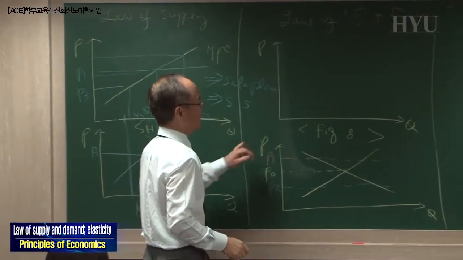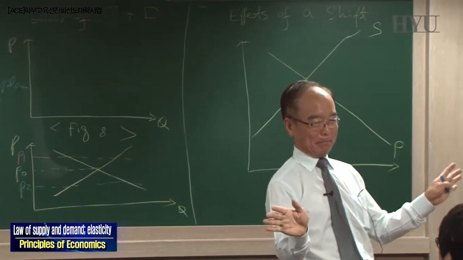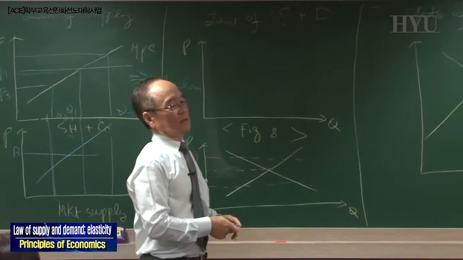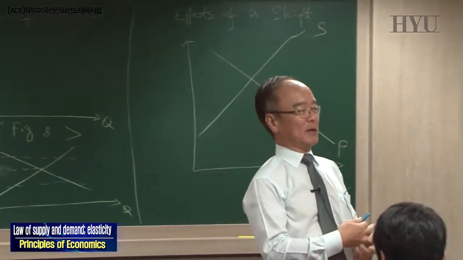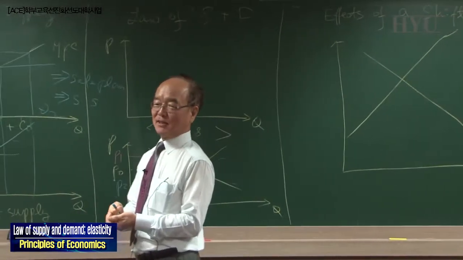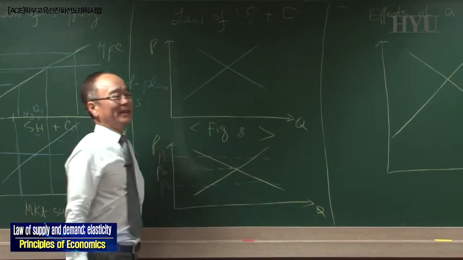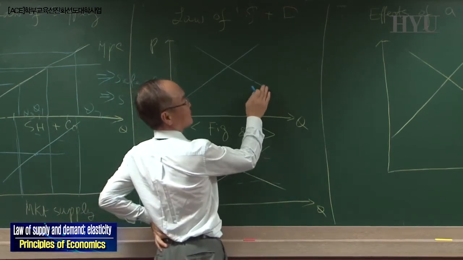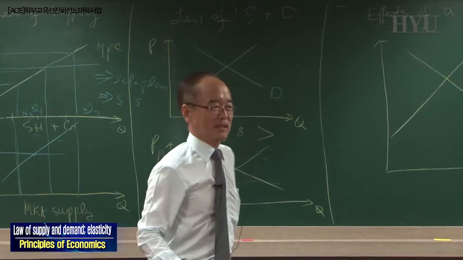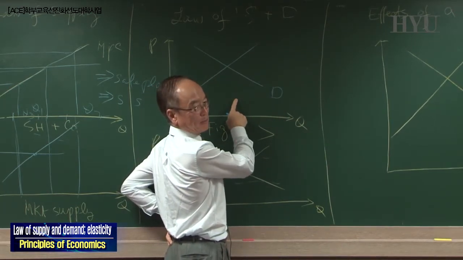Now here we have created two curves. This is what you call, what is this? Demand schedule or demand curve. Economists call this the demand schedule or demand curve of the market as a whole.